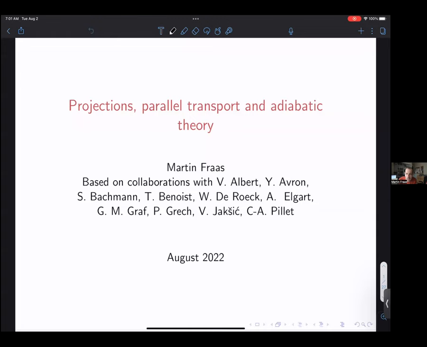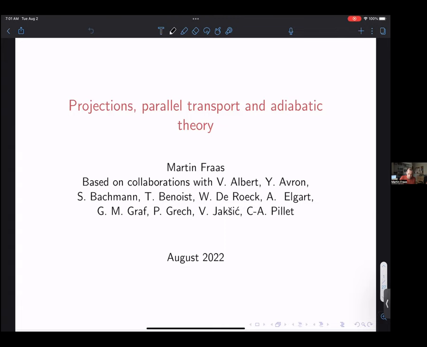I decided to give a talk about adiabatic theory. From a zoomed-out perspective, this is simply a general overview of adiabatic theory. It's not based on any particular work, but over the years I worked on adiabatic theory with many people, some of them listed here. I learned adiabatic theory from Yossi Avron, and then worked on it with many other people.